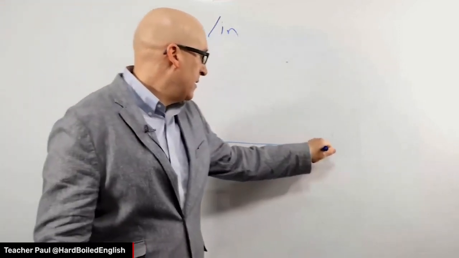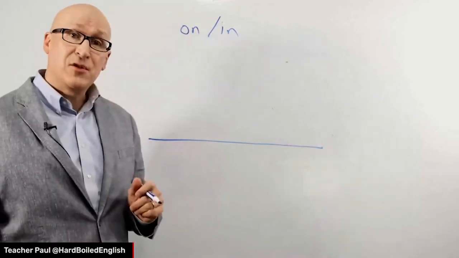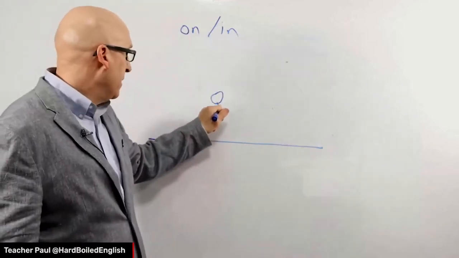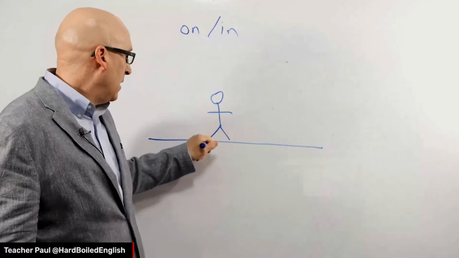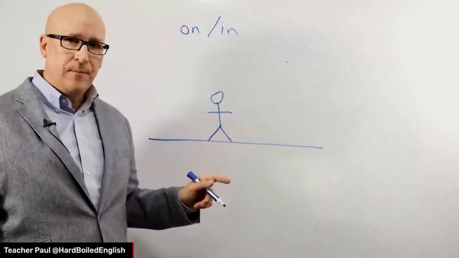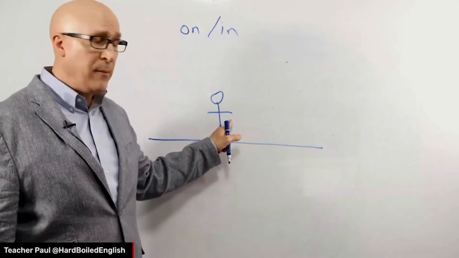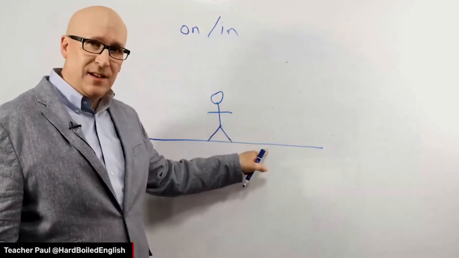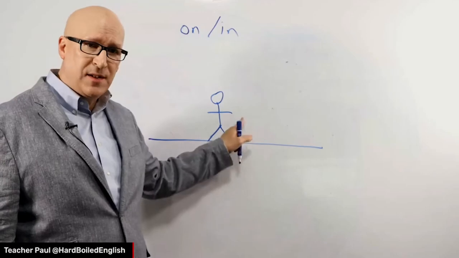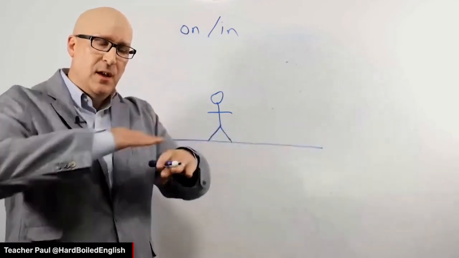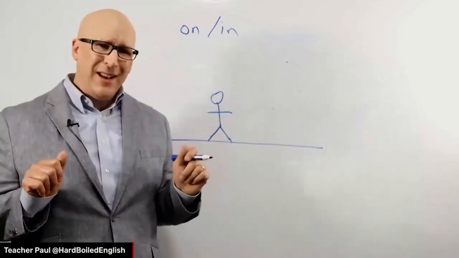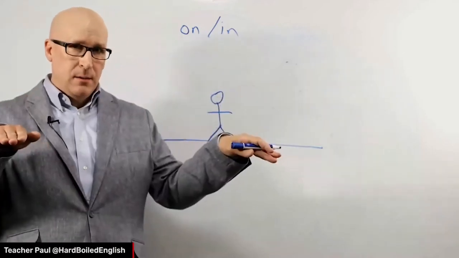Here's a surface, okay? It's a street, and here's me. I'm on the street. Paul is a noun, pronoun, so proper noun. Street is a noun. The relationship between us is that I am on the surface of the street. I'm on it. I'm not in it, I'm on it, okay?